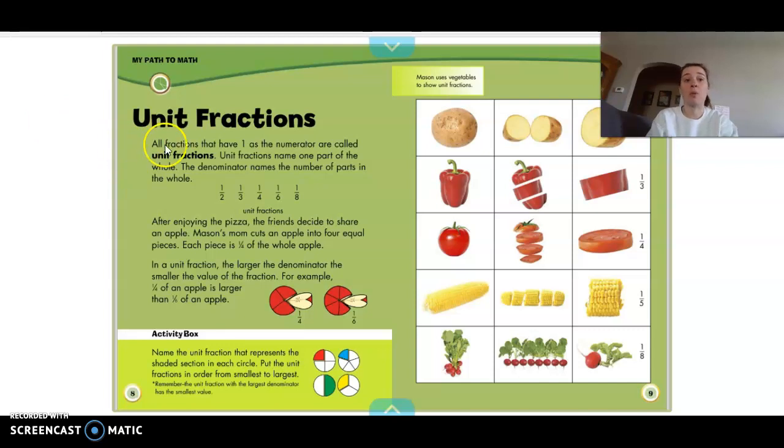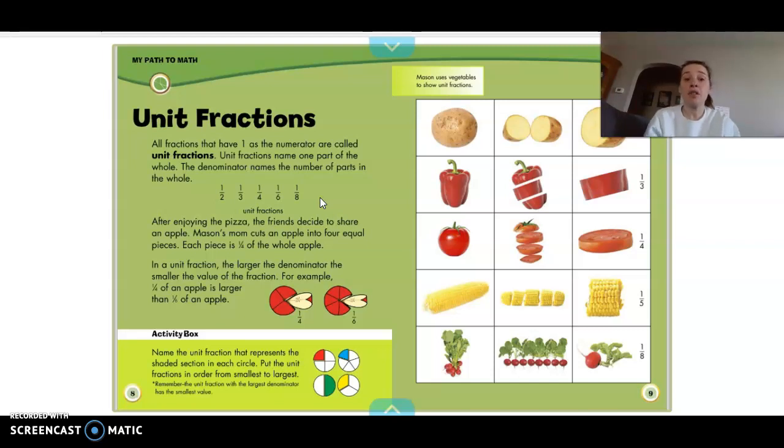I just have the first couple pages open here. Unit fractions. All fractions that have 1 as the numerator are called unit fractions. Listen to that again. All fractions that have 1 as the numerator are called unit fractions. Unit fractions name one part of the whole. The denominator names the number of parts in the whole. So if you look at these unit fractions, we have 1/2, 1/3, 1/4, 1/6, and 1/8. They're all unit fractions because the numerator is the number 1.